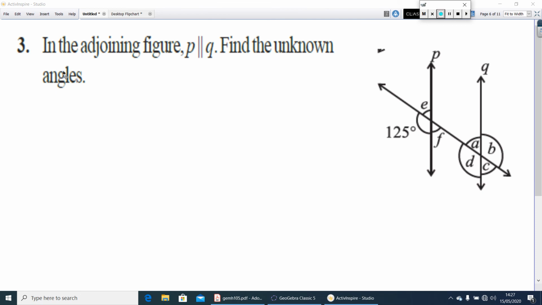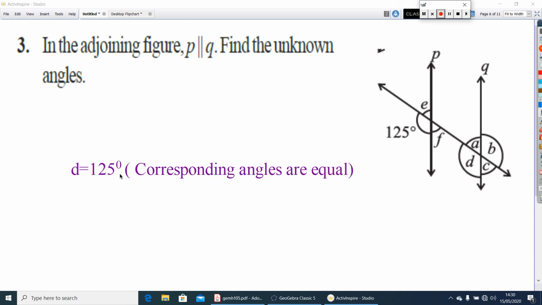Now question number 3. In the adjoining figure, P is parallel to Q. Find the unknown angles. You have to find out A, B, C, D, E and F. Since this is 125 degree, angle D is the corresponding angle. So you can write D is equal to 125 degree. The reason: corresponding angles are equal. Now you can find out B also. If D is equal to 125, B also 125. What is the reason? Vertically opposite angles.